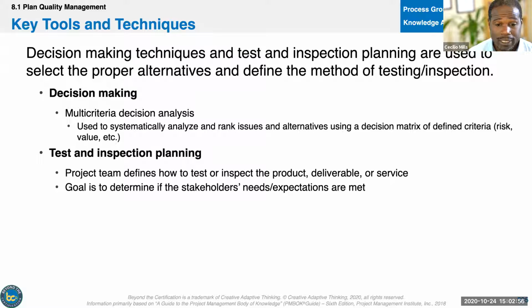And then decision making, multi-criteria decision analysis. We talked about that fancy term. Break it down from PMI. Multi-criteria, more than one choice. Decision, pick something. Analysis, go back and double check and make sure that what you used to pick is the right thing. And testing and inspection planning, that's another tool and technique for us.